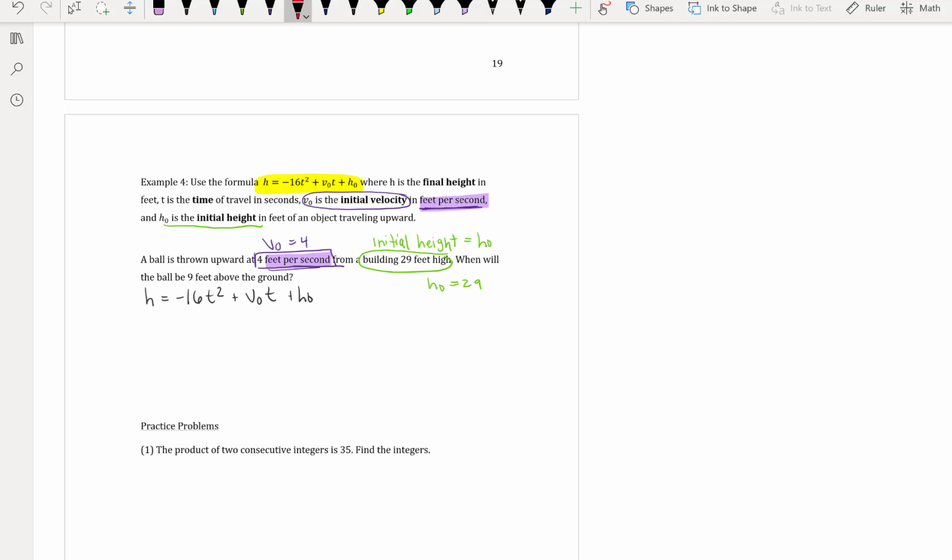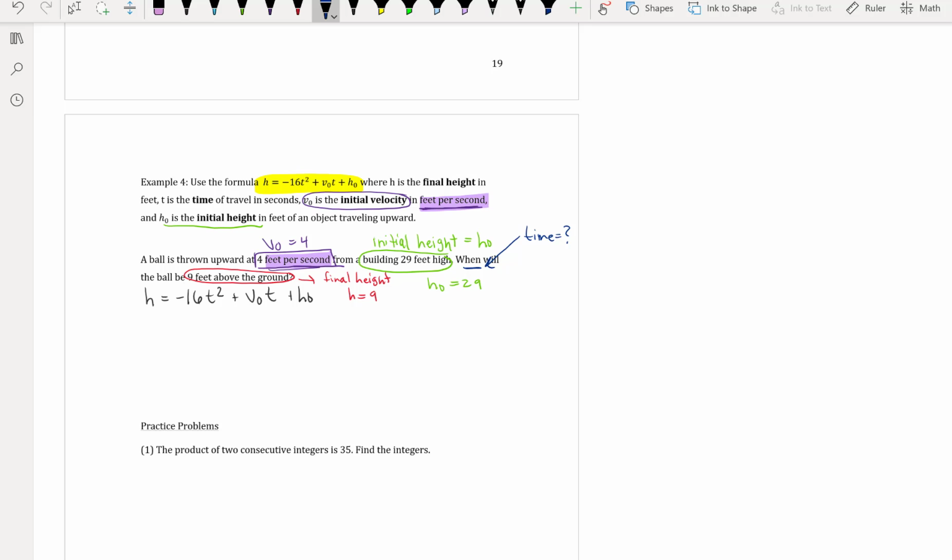Okay, so the last thing they have is when will the ball be 9 feet above the ground? So when is the final height, which is just h going to be at 9? So what they're referring to here is time. So when is time? That's what you're trying to figure out.